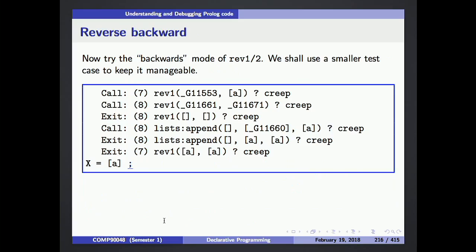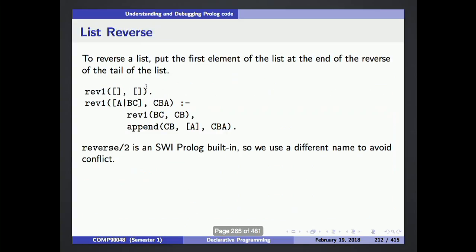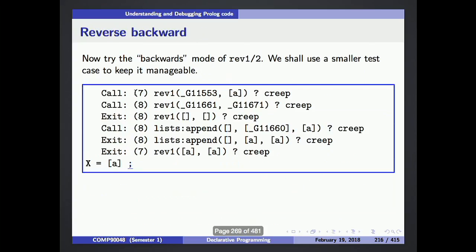Let's run it backwards. And we'll just do it for a singleton list. So I say, what is a list which, when you reverse, gives me A? Okay, so we don't know which rule to take. Well, in this case, we try to take the first rule. But that tries to match this thing with that head, and it fails. The second argument is a non-empty list, and the first rule has two empty lists. So that can't be used. So we have to use the second rule.